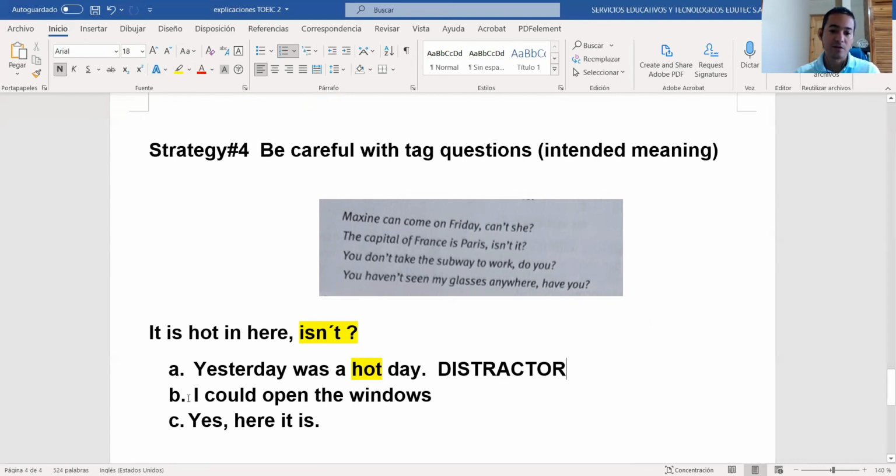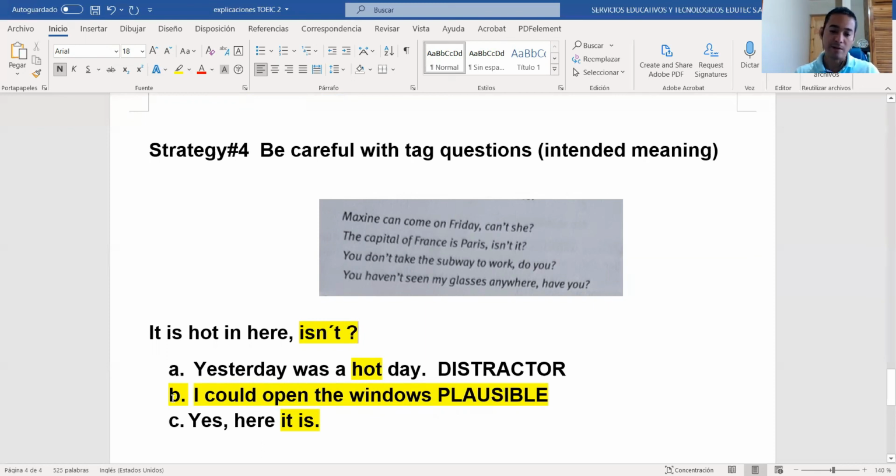And person B says, I could open the windows. Okay. It's a plausible answer. And it is hot in here, isn't it? Yes, here it is. I'm using it is as a distractor. Okay, so the best answer here is the purpose. Why did the person say it is hot in here, isn't it? Probably the person wants the other person to react and take action. So the best answer is letter B.